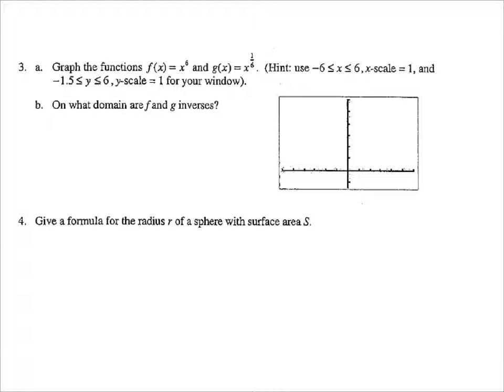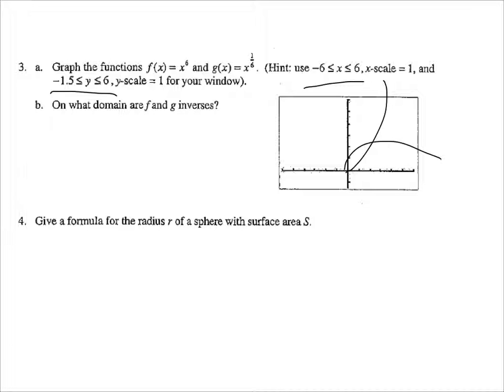Based on the last page of notes, you should recognize number 3. It says graph the functions f of x equals x to the 6th, and g of x is x to the 1/6. It tells you what window to use for domain and range, and the scale. And says on what domain are f and g inverses. And I'm not going to graph it, obviously, because I can't project my calculator on here. But it'll look something of this nature, hopefully. That's very bad. Just ignore that I ever did that.